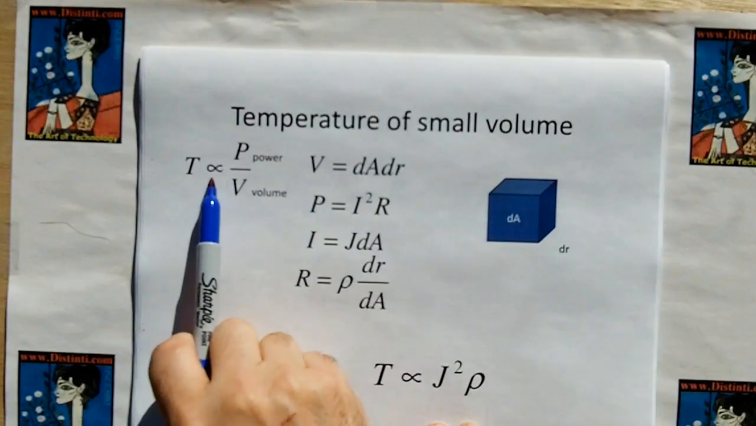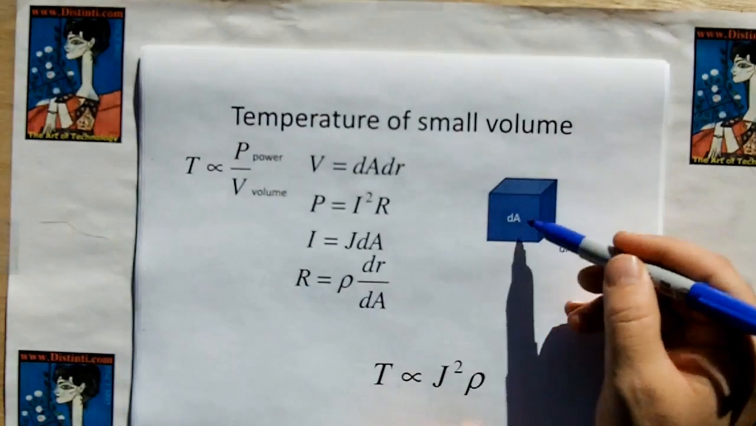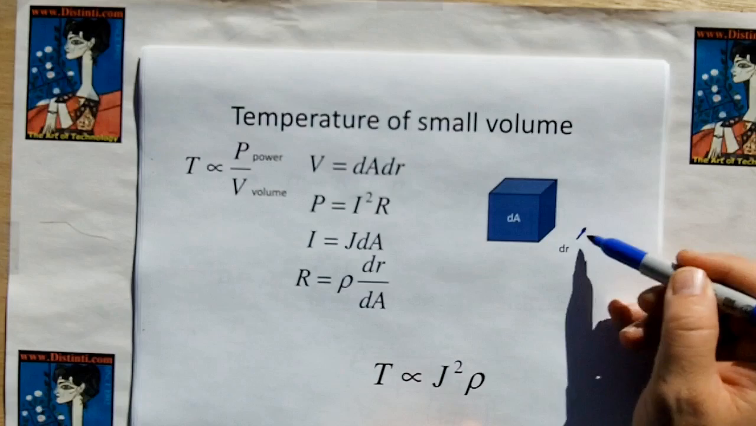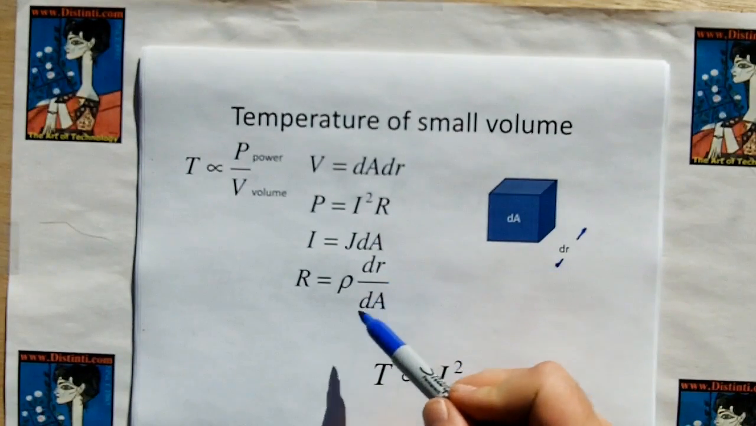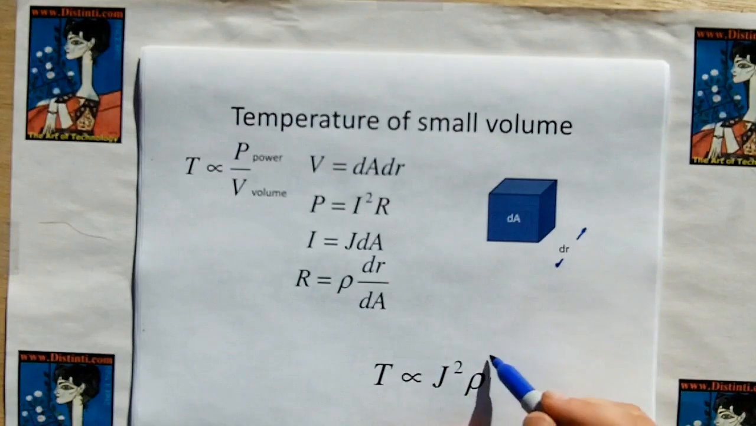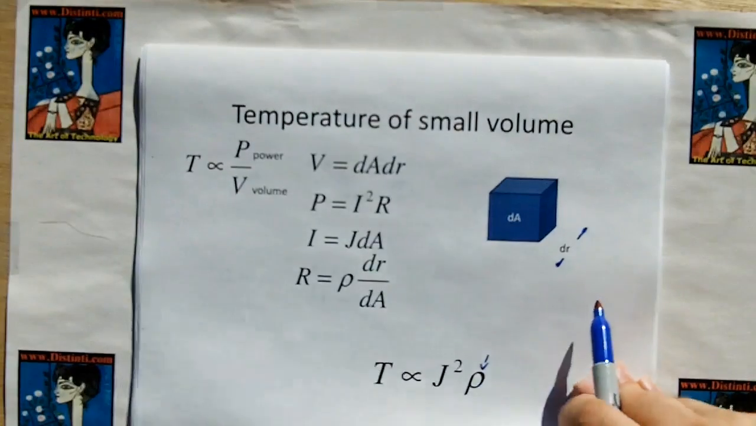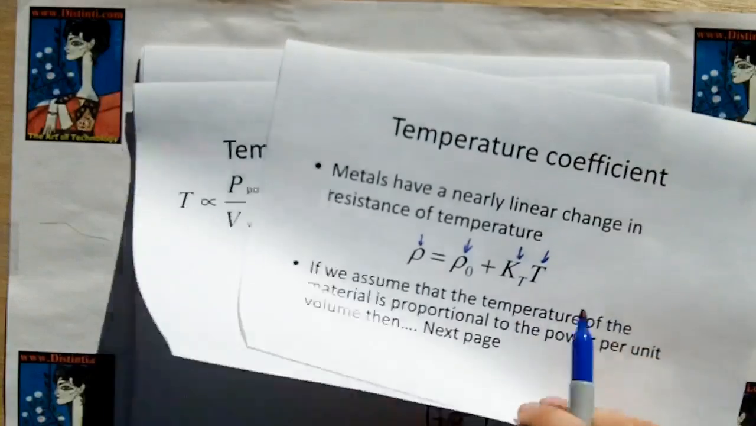If we say temperature is proportional to power divided by volume, and we do this over a little differential area with a little differential radius from the center, and we go through all these calculations, I'm not going to go through them for you. Then we can get an approximation for the temperature, which would be the current density times the value rho. So now we plug that back into this equation for temperature.